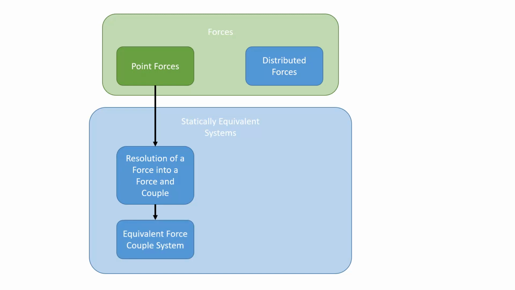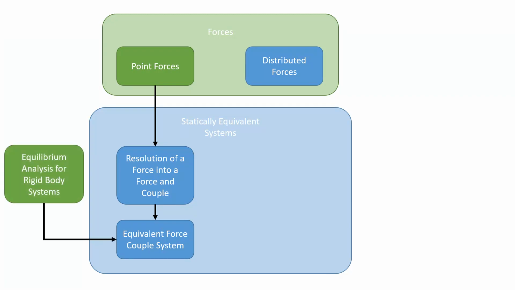This is where we have some initial complex set of forces and moments, and no matter how complex the system is, we can always reduce the system down to a single force and a single moment, or couple, a pure moment, that is statically equivalent to the original set of forces. All of this, process-wise, is similar to equilibrium analysis for rigid body systems, so we're going to use much the same method that we used for that.